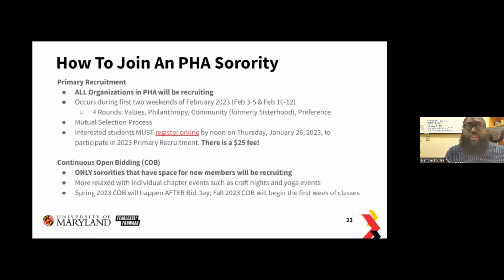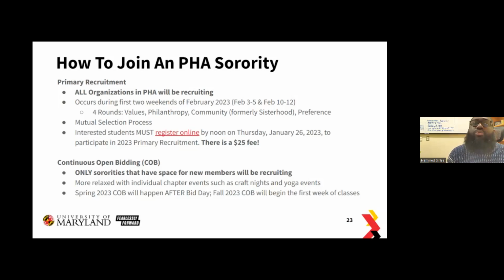So primary recruitment is where all organizations in the Panhellenic Association will be recruiting. At Maryland, we have something called a deferred process. So we actually have our recruitment in the spring. Typically, it's during the first 2 weekends of the semester, but because of how this spring semester is set up, we have it during the first 2 weekends of February. So February 3rd through the 5th, and also February 10th through the 12th.